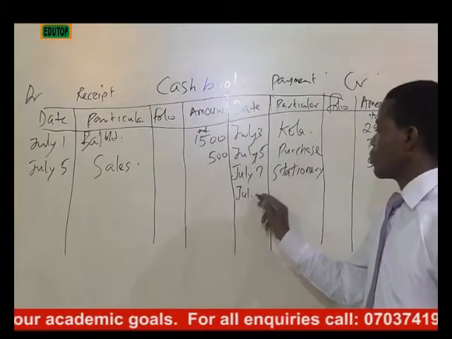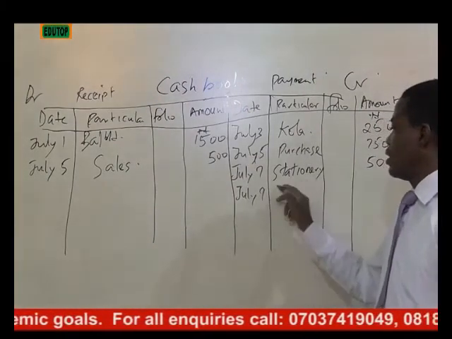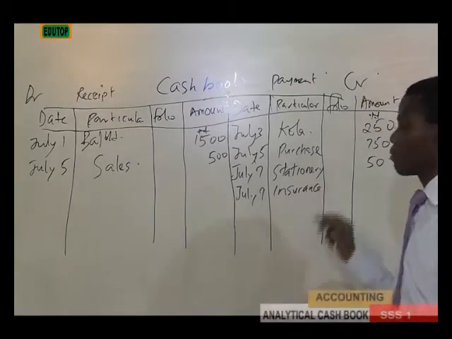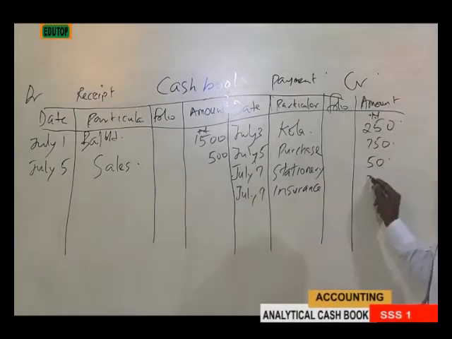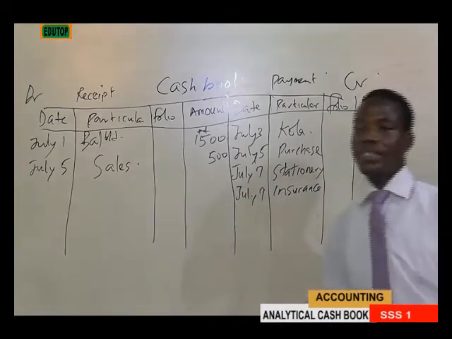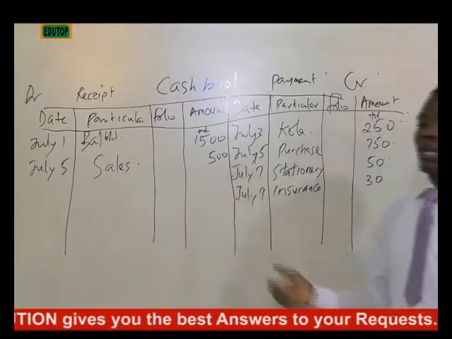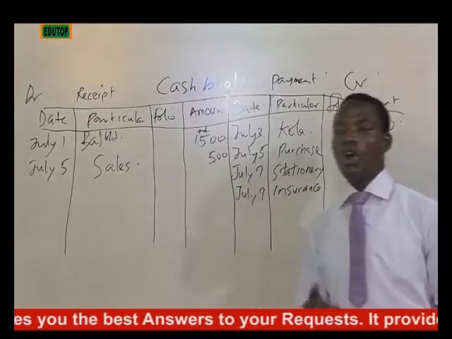July 9, insurance, 30 naira. Then the next one is July 10, paid wages on July 10.